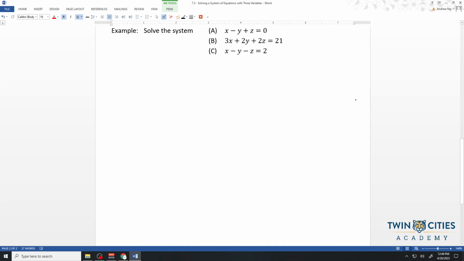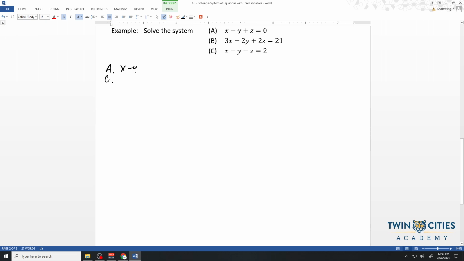Now I've got this system. Equation A is x minus y plus z equals 0. Equation B is 3x plus 2y plus 2z equals 21. And C is x minus y minus z equals 2. I'm going to start by picking a variable and eliminating it. So let's do the z's, and I'm going to use equations A and C since they're already exactly opposites. So over to the left, we'll say A and C.